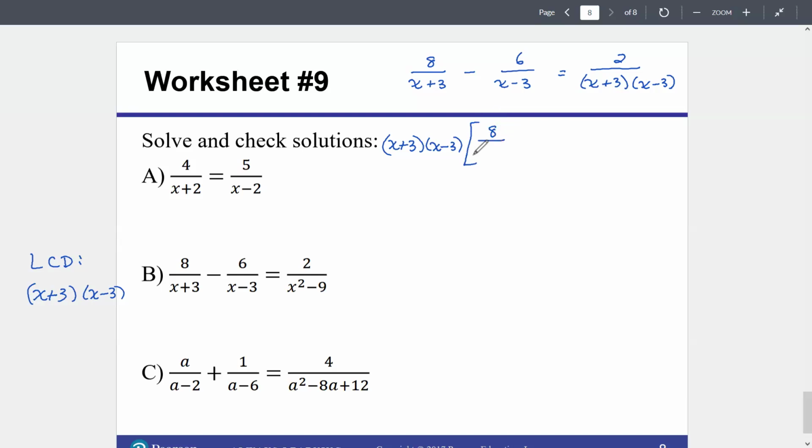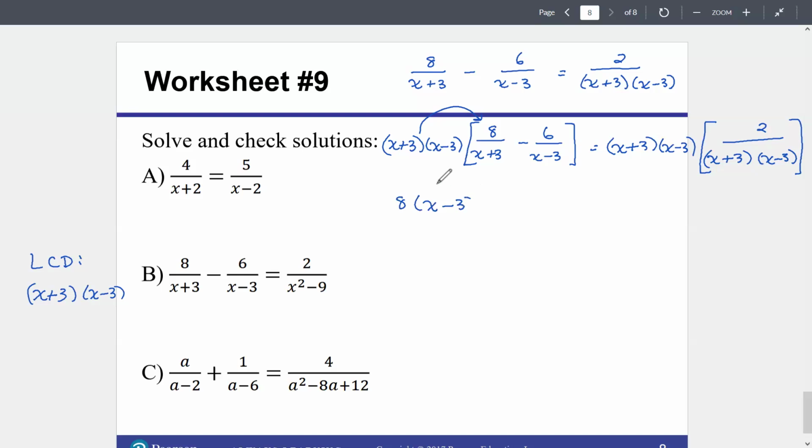We multiply that to one side, to the 8 over x plus 3 minus 6 over x minus 3, which is equal to the x plus 3, x minus 3. And we multiply that to the other side, so that's multiplied to the 2 over x plus 3, x minus 3. So we're going to end up with, if I multiply this here, the x minus 3 on the top and bottom cancel, so I'm just left with 8 times x minus 3. If this distributes over here, the x minus 3 and the x minus 3 cancel, so I'm just left with the 6 and the x plus 3. Here, x plus 3 and the x minus 3 all cancel, so it's just going to be equal to 2.